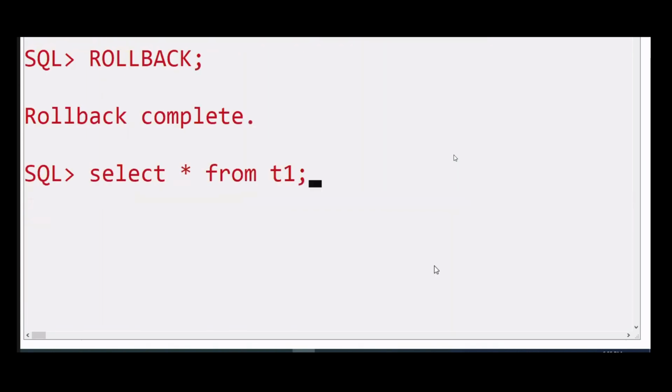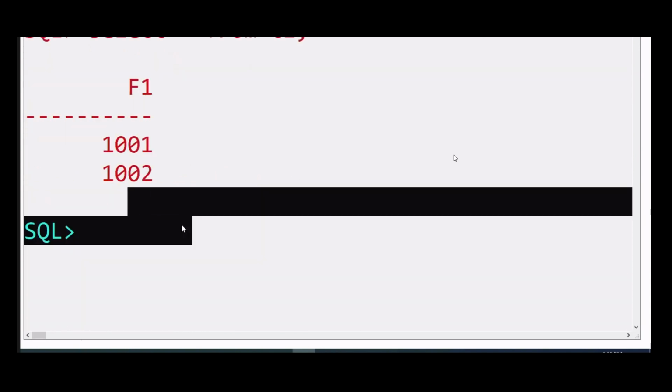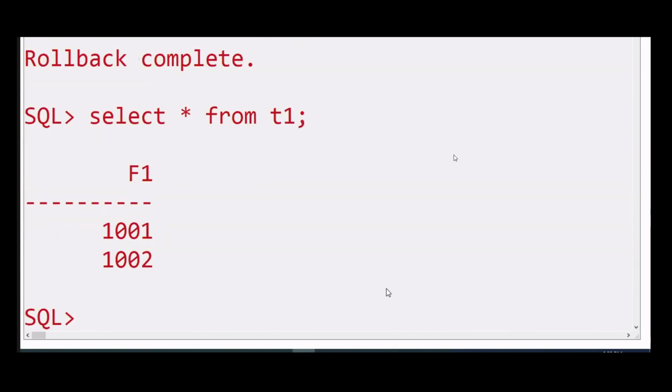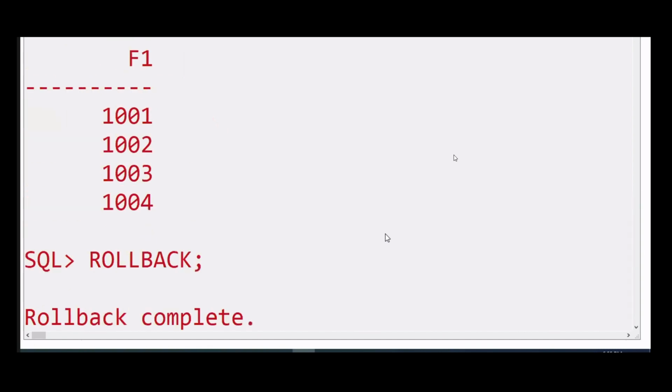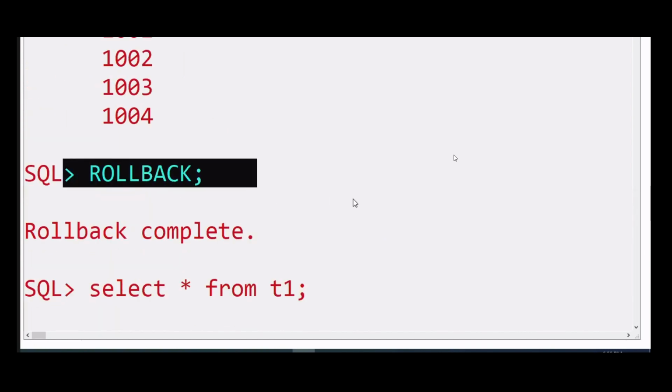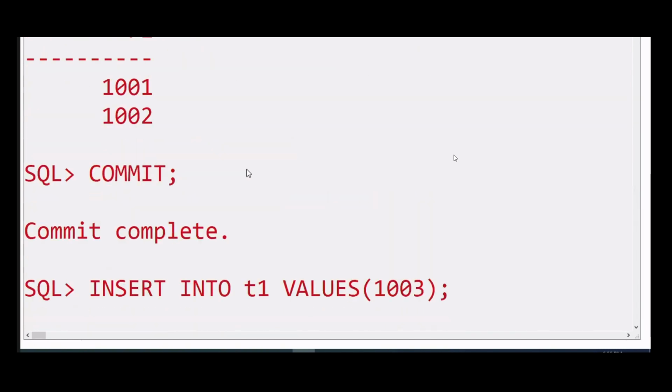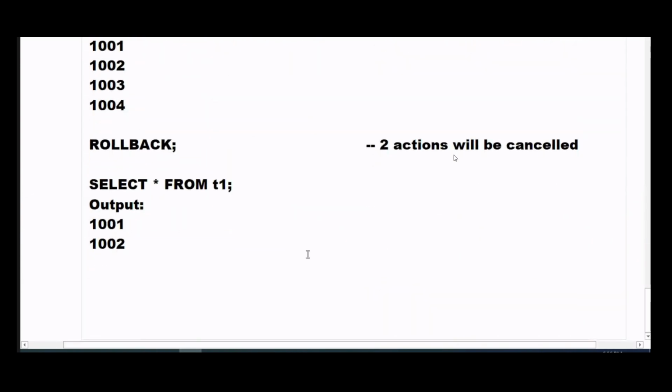Cancelled or not, open and see the table data. Now 1003, 1004 records are not there. Observe. So those two actions are cancelled here. So to cancel the previous actions, which command are we using? Rollback. To save the actions, which command are we using? Commit. That's it. This is about commit and rollback. Next command. Is it clear about commit and rollback?